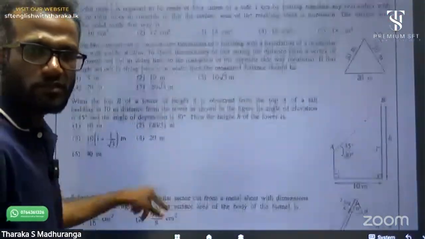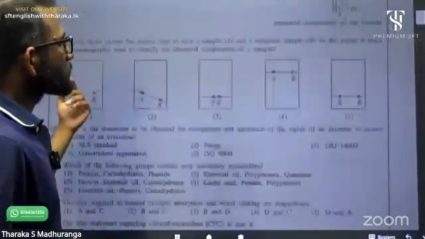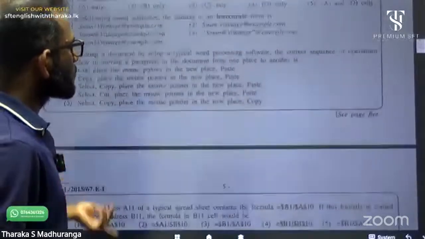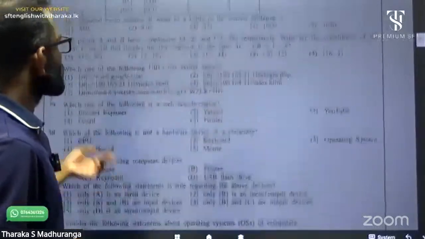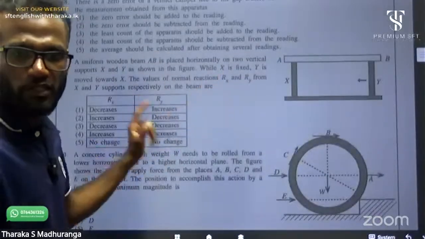Trigonometry questions, statistic still you can't. These rotational motion questions, force questions.